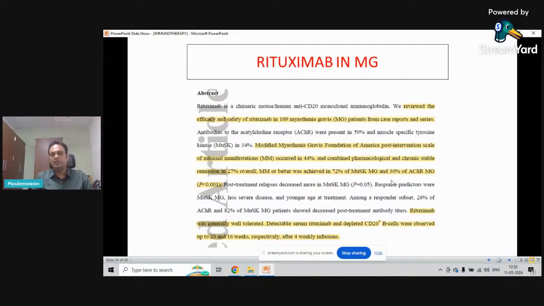There is improvement in the functional outcome in terms of achievement of the minimal manifestation stage, and it also showed that it reduced treatment relapse, especially in patients with MuSK positive myasthenia. So rituximab was generally tolerated well in this study, and the detectable serum rituximab-mediated depletion of CD20 B cells was observed up to 20 weeks after a 4 weekly infusion.